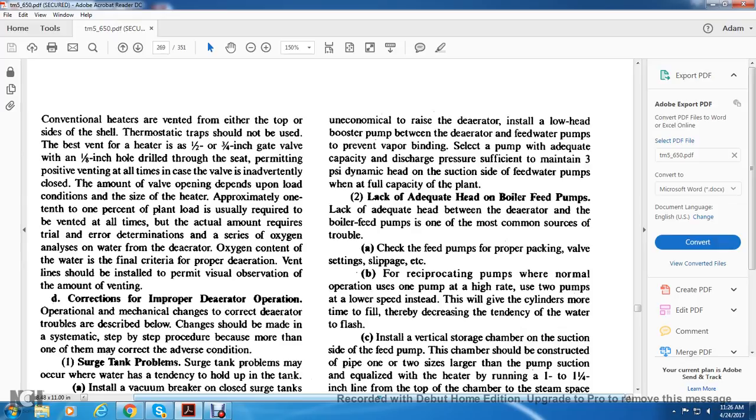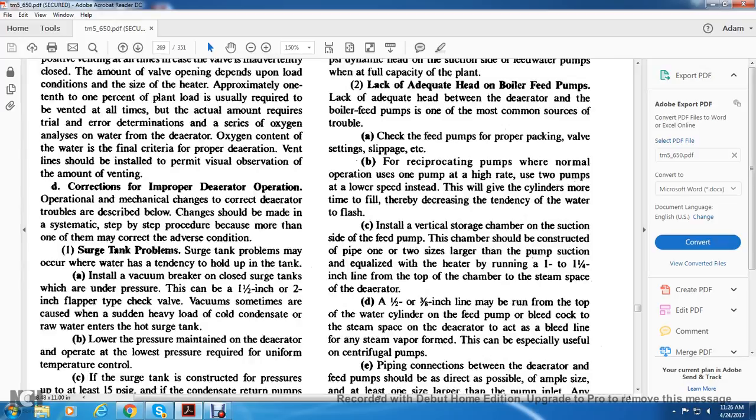2. Lacking adequate head at the boiler feed pump. Adequate head between the deaerator and the boiler feed pumps is only one of the common sources of trouble. A. Check the feed pump for proper packing, valve setting, and slippage. For reciprocating pumps, in normal operation, use the pump at a high rate, or use two pumps at lower speed instead. This will give the cylinder more time to fill, thereby decreasing the tendency for the water to flash. C. Install a vertical storage chamber on the suction side of the feed pump.